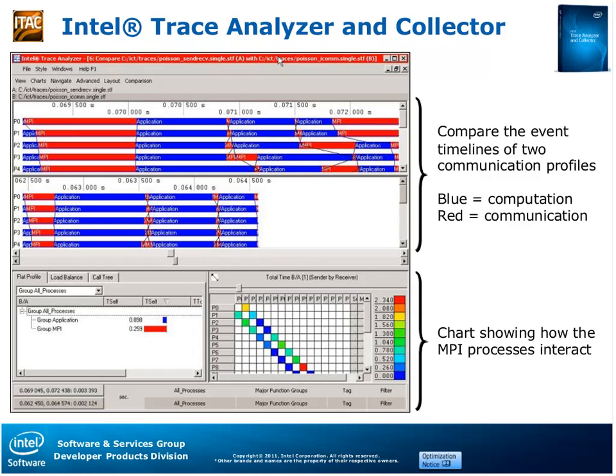Another product that we have under Cluster Studio XE is a product called ITAC, Intel Trace Analyzer and Collector. What you're seeing on your screen is our built-in MPI communications analyzer and correctness checker. The blue and red bars: blue is time spent on computation, red is time spent on communication. By digging into this time, you can determine, hey, do I have too big of a problem? Do I need to change my problem size, or am I spending too much time on the communication part?